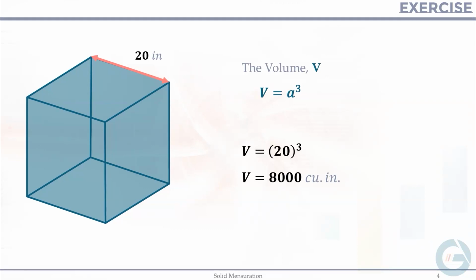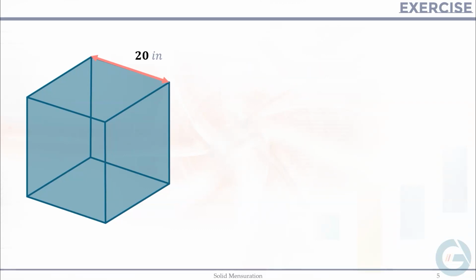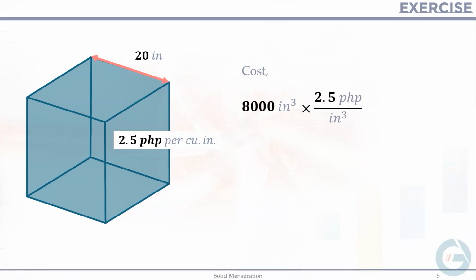So next is to calculate the cost of manufacturing this cube, given that the price per cubic inch is 2.5 pesos. So to calculate for the cost, simply multiply the volume by its rate. Take note of this one when multiplying by the rate. So always check the denominator. For example, we have cubic inch for this unit, so the denominator must be the same. So in this way, the two units will be cancelled out. So the remaining unit is peso.